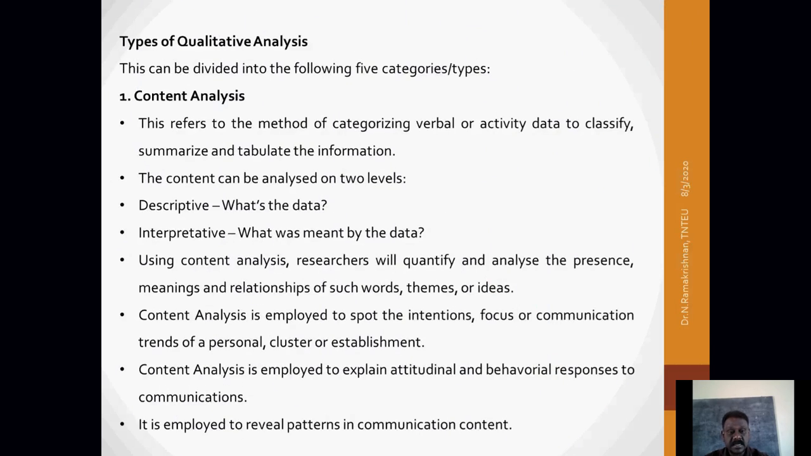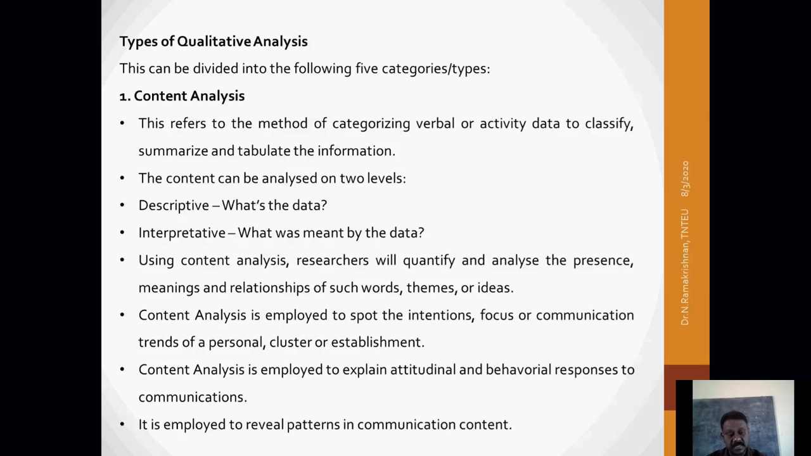In qualitative data and qualitative analysis, this can be divided into the following 5 categories. One is content analysis. Normally we do content analysis before choosing content for your lesson. That refers to the method of categorizing verbal or activity data to classify, summarize and tabulate the information. The content can be analyzed on 2 levels: descriptive, what's the data; interpretive, what was meant by the data.